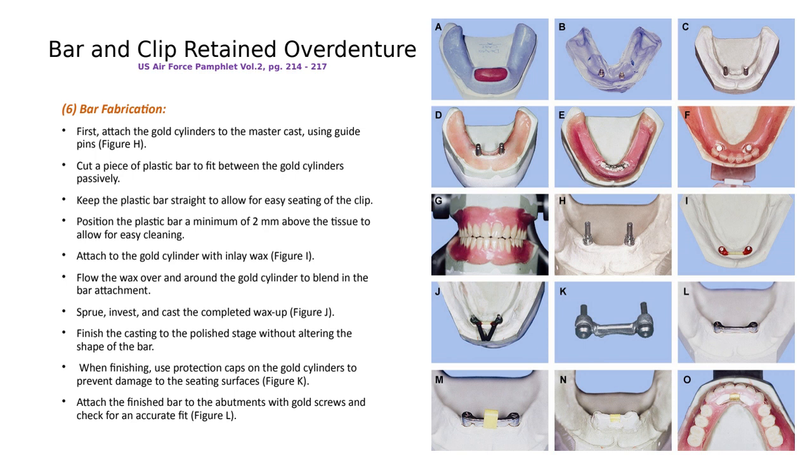Okay, once we have the bar fabricated in metal, now it's time to polish, and this is very important. Everything has to be nice and smooth, no sharp edges, especially if there are areas where it's touching the patient's gum. We want everything to be nice and smooth and very well polished.